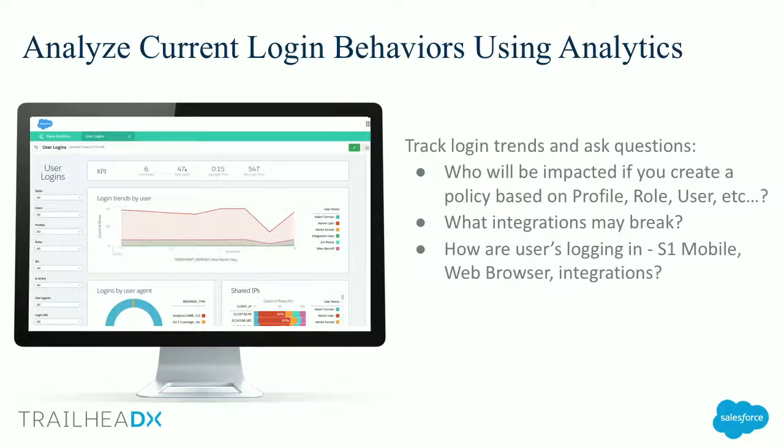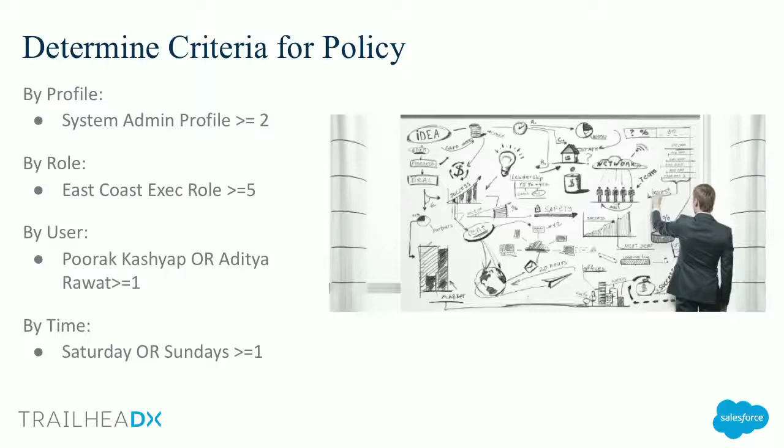Once you have determined that, let's go to the whiteboard. Let's determine the criteria for your policy. System admin seems like a very powerful profile. It has a lot of root-like privileges. That could be a good profile to create this policy on. Or you could go by the role, East Coast versus West Coast executives. Else, you could go by the users, Purak or Aditya. You might want to block by a specific user. Or in general, you can say my organization operates during the weekday. If somebody is trying to log in during a weekend, that's bad behavior.